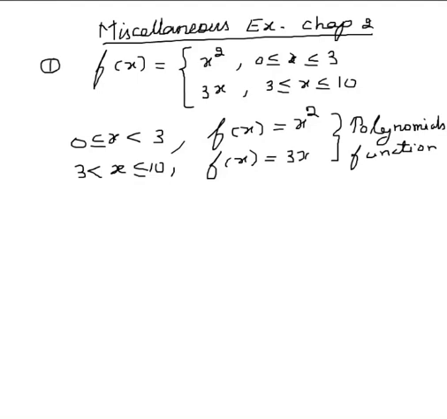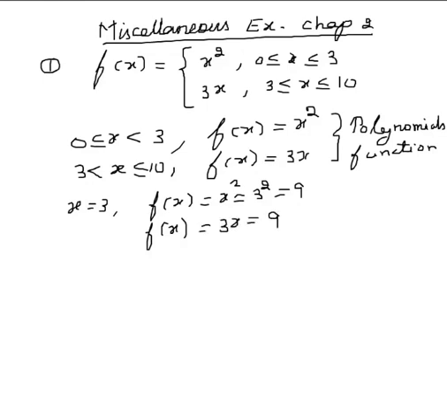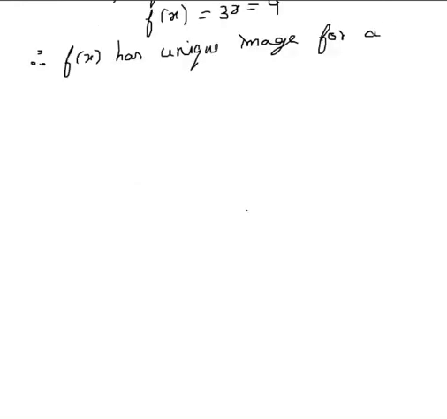Now the problem is at x is equal to 3, because we have two different definitions. So let us check at x is equal to 3. From the first definition, it is x square, which is 3 square. 3 square is 9. Using the second definition, it is 3x. X is 3, so 3 3s are 9. Both are giving you the same value. Therefore, f of x has unique image for all x in the interval 0 to 10, including 0 and 10. Therefore, f of x is a function.